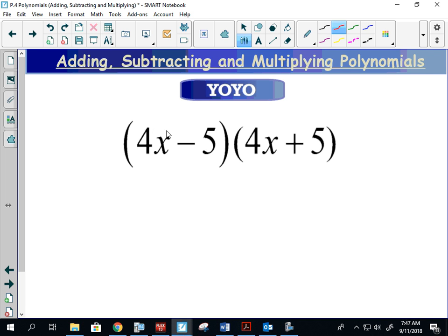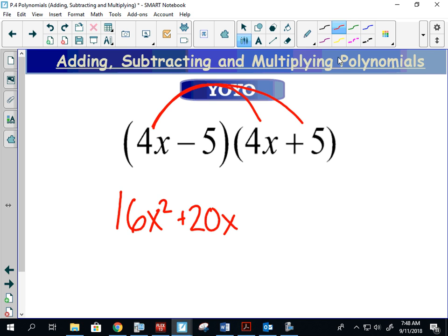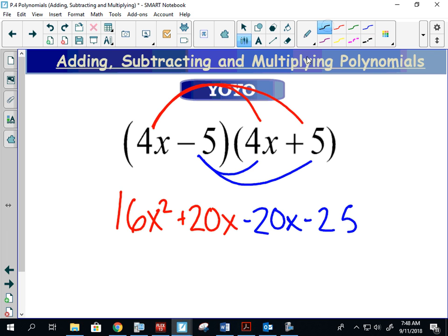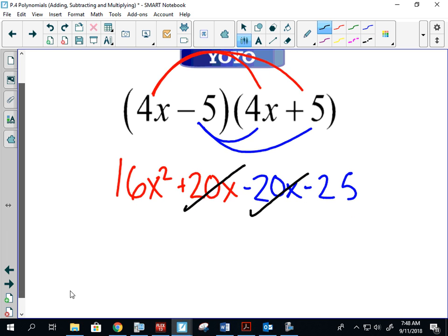Double distribution, you could think of this as FOIL. First times first, I'd get 16x squared. Outside, 4x times 5 is going to make 20x. Now the negative 5 will distribute. Negative 5 times 4x makes minus 20x. And negative 5 times positive 5 makes negative 25. And if I look, the interesting thing here is the middle terms cancel out. We get 16x squared minus 25.